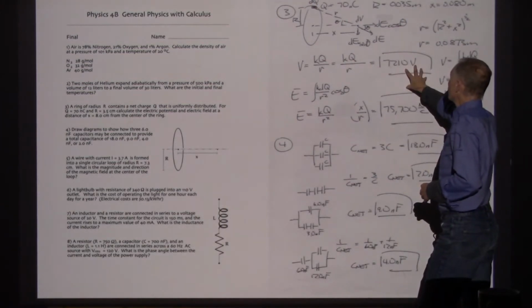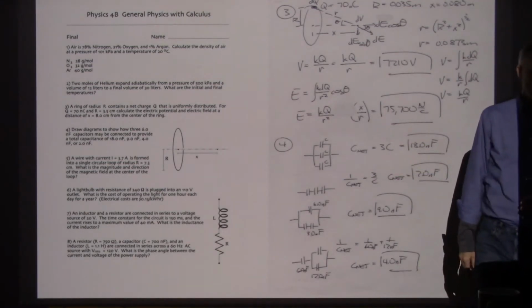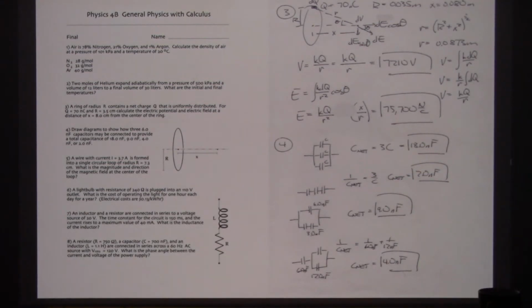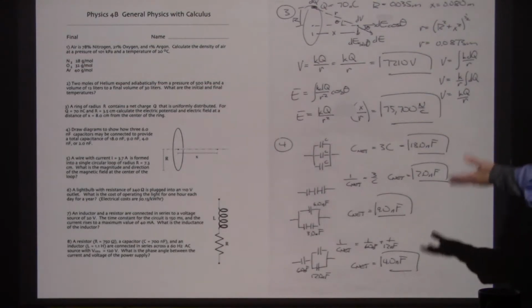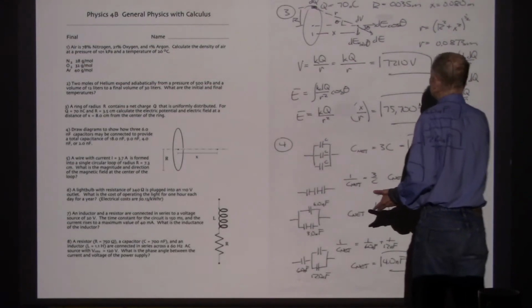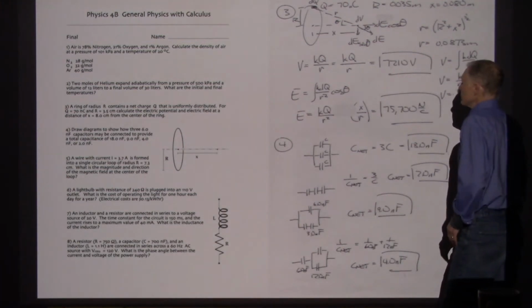Times q divided by r gives me 7,210 volts. And you guys have done enough of these problems now that you know that if we play around with the distances and the amount of charge... This was only 70 nanocoulombs, right? That's not an enormous amount of charge, but we are pretty close. We're only a couple centimeters away, and we're ending up with 7,210 volts, which looks like a pretty big number.